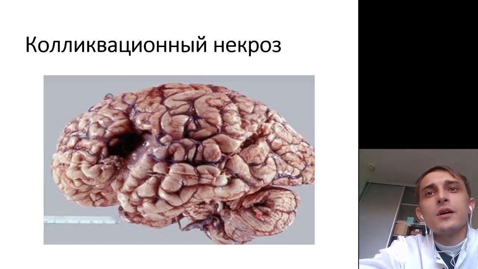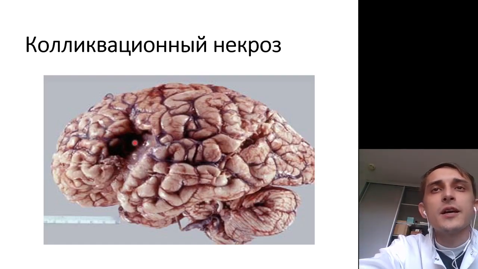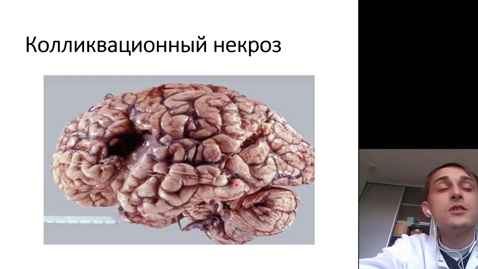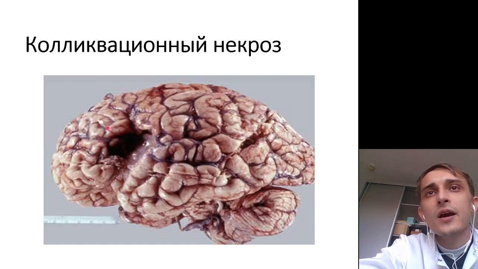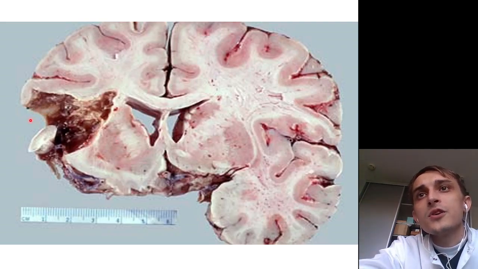Colliquative necrosis is typical for tissues which accumulate a lot of fluid inside them. For example, the brain is the typical place for development of colliquative necrosis. We know that brain tissue is really soft. It contains a lot of fluid, and that's why in the necrotic area we will see just a cavity with fluid and products of lysis. Also, as a result of this necrosis, we may see formation of a cyst of the brain, like in this slide, for example, here.